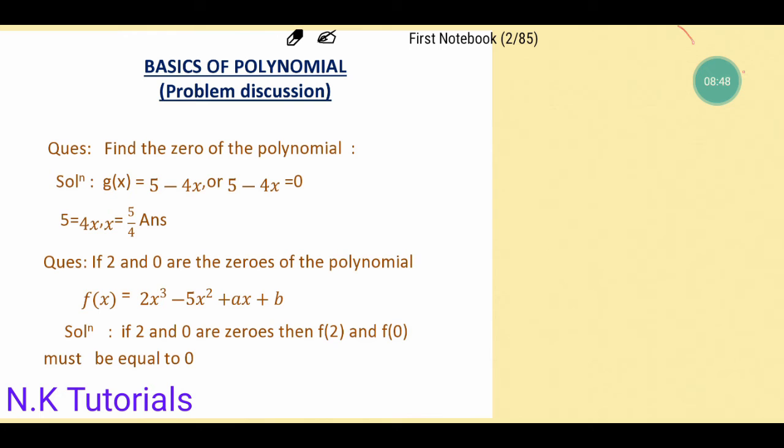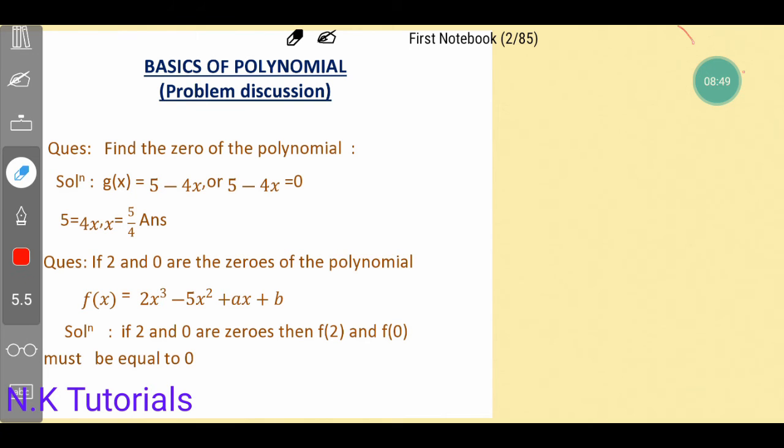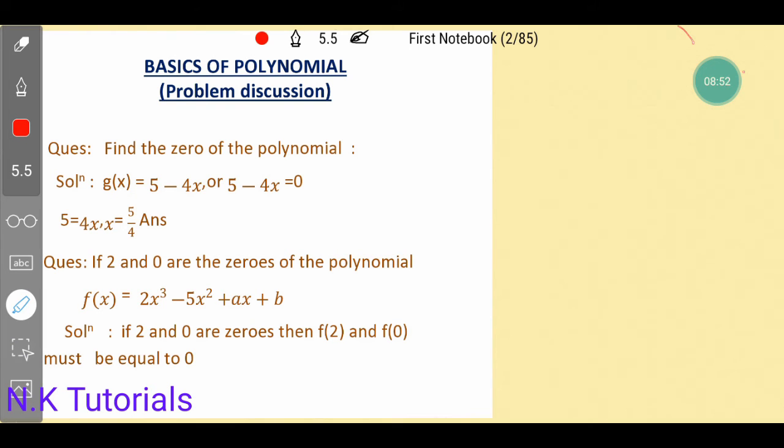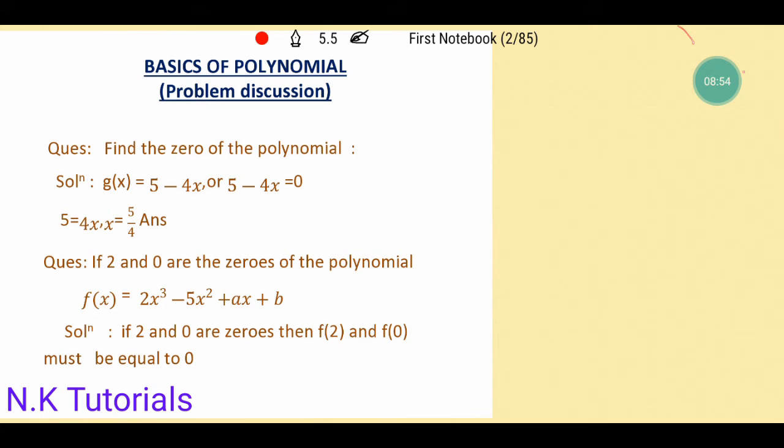Now the next question. Move to the next question right now. The next question says, if 2 and 0 are the zeros of polynomial f(x) is equal to 2x cube minus 5x square plus ax plus b, then find the value of a and b.